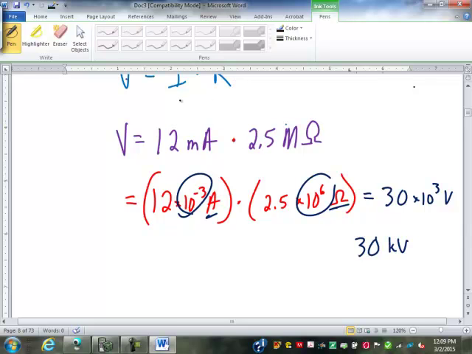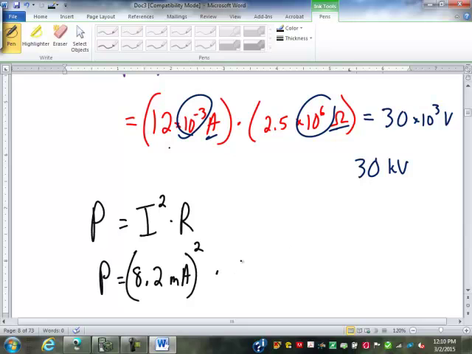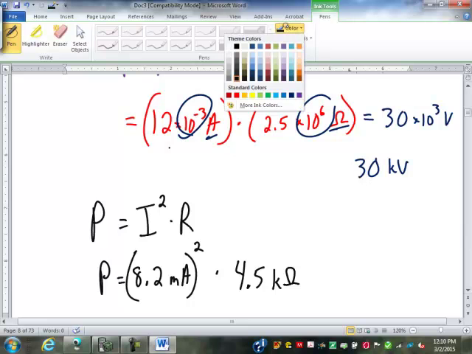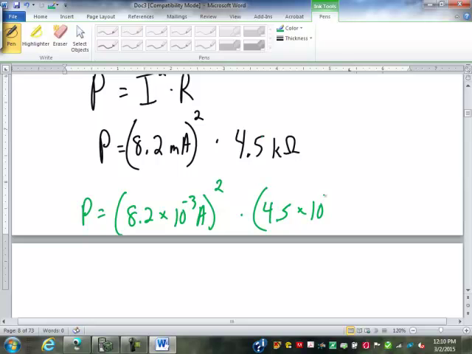Or we can have the same thing dealing with power. One of the formulas for power is equal to the current squared times the resistance. So if we have a current of, let's say, 8.2 milliamps squared times a resistance of, let's do 4.5 kilo ohms. The first thing we have to do is, again, we're going to write this out in the engineering notation. This will be 8.2 milli is 10 to the negative 3, so times 10 to the negative 3 amps, that's squared, times 4.5 times 10 to the positive 3 ohms.